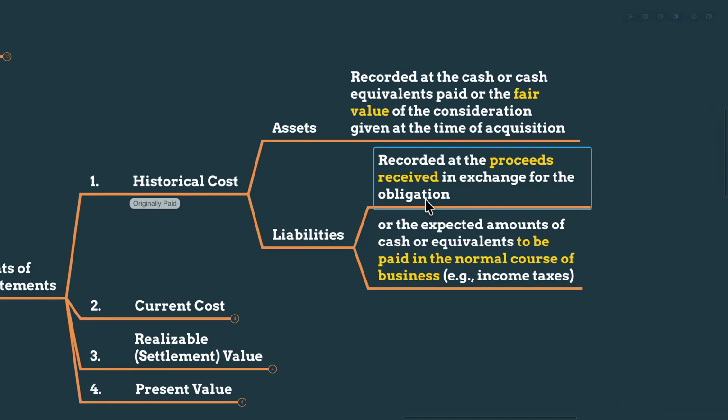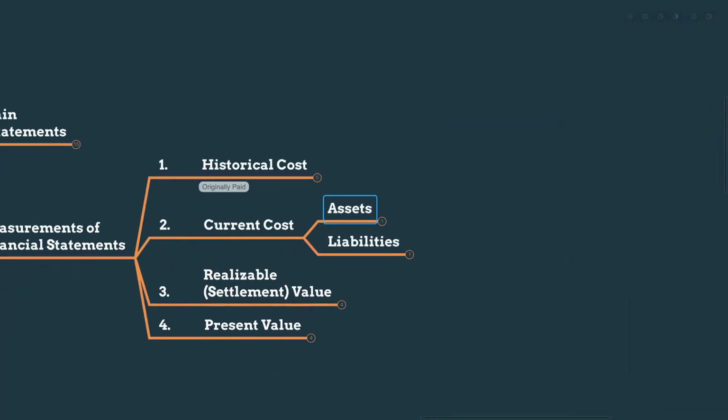In simple terms, historical cost is like your parents' wedding album, right? It shows the price of things at the time they happened, not what they cost today or what they are worth today. That is historical cost, and in it we measure both assets and liabilities. That's one option. Another measurement is current cost. Current cost means we record everything at what the same thing would cost today.